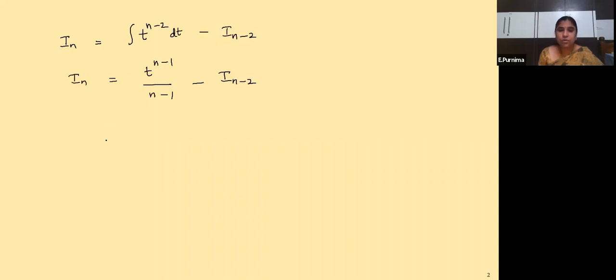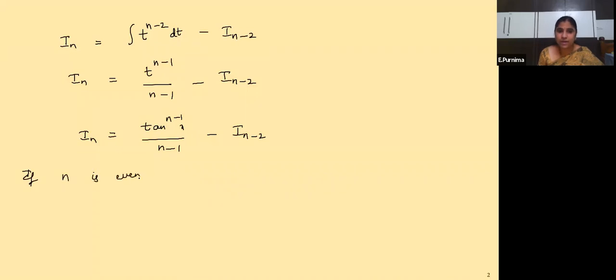Understood, children? So let us replace that. I n is equal to, t is nothing but tan x. So tan to the power of n minus 1 x by n minus 1 minus I n minus 2. So this is your reduction formula. Understood? So again here the same thing, children, if the n value is greater than or equal to 2. So if n is even or if n is odd, then how can we get the terms?